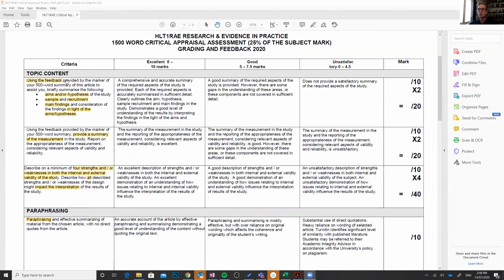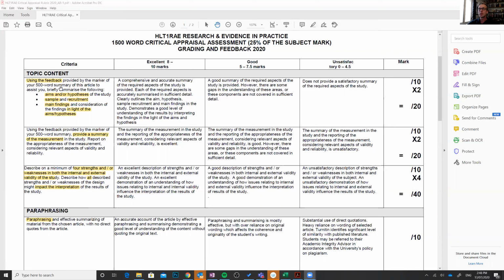So we want you to use the feedback provided by the marker for your first 500 word piece. If the marker has said, please fix this, please fix it. If they've made suggestions about how to do something and you don't understand how to do that, have a chat to your tutor or your colleagues about how you might develop those skills. Do not ignore the feedback. Make sure you read it, open it up, and really think about how you're going to deal with those things.